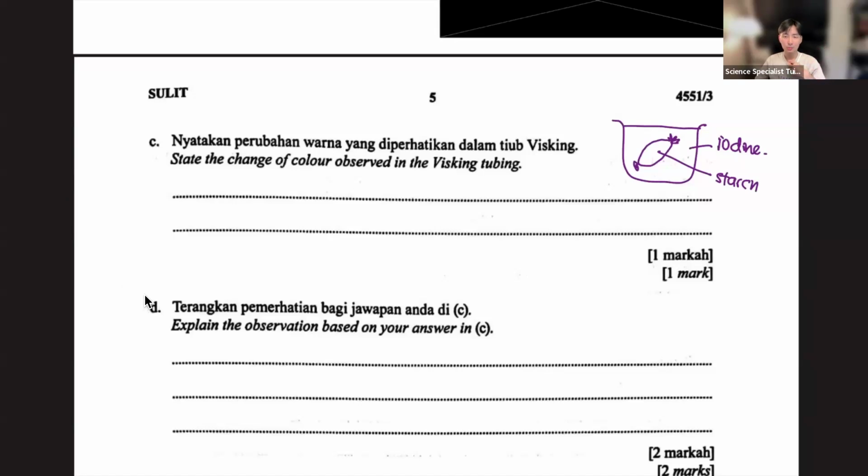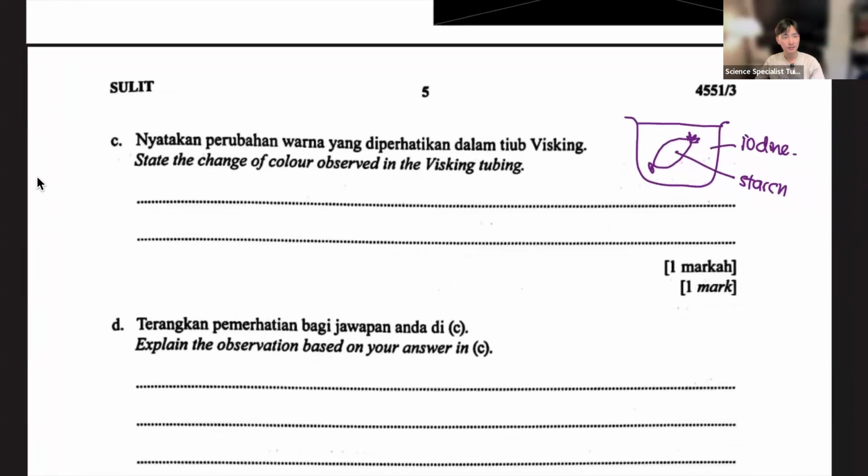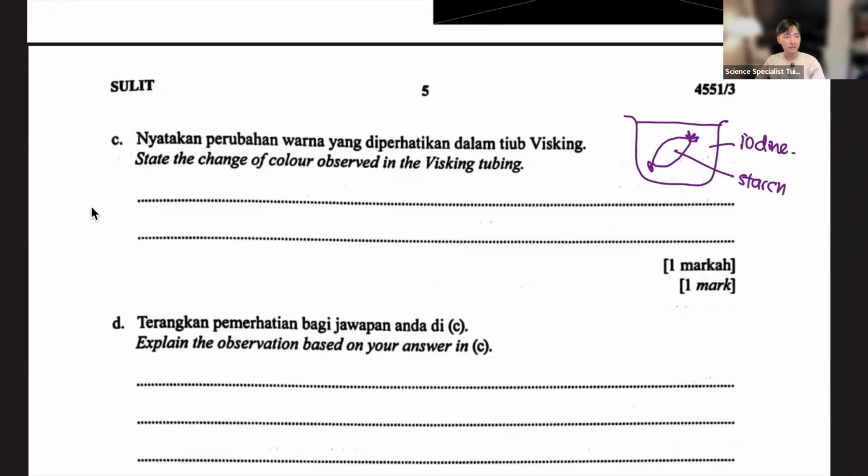Cloudy can, no problems. What color will they change to in the whisking tubing? Okay, let me ask you a question. You say brown color turns into blue black. Does the whisking tubing start from brown color or not?